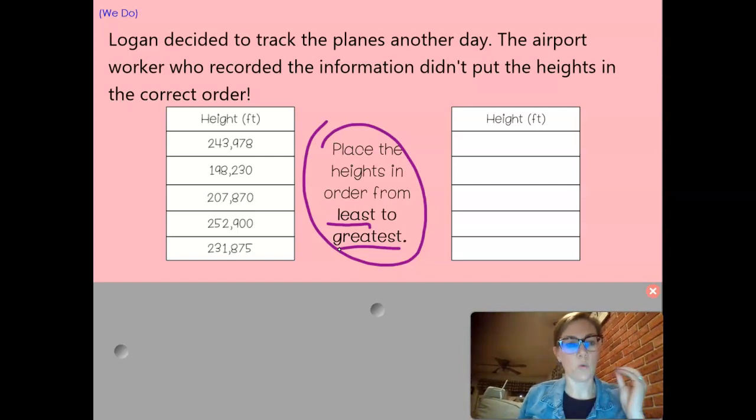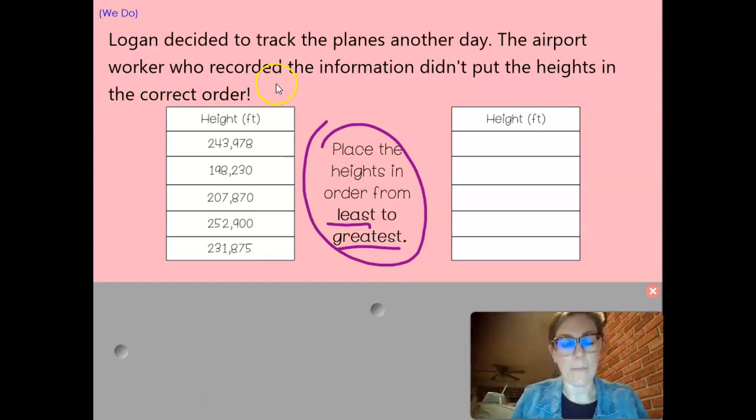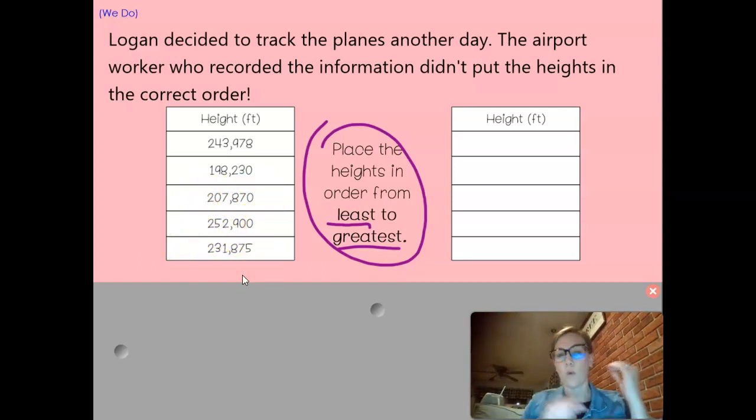First strategy: do all the numbers have the same amount of digits in it? They do, yes. There's 6 digits, there's 6 digits, there's 6 digits, there's 6 digits, and there's 6 digits. So no number has more digits than another. We can't use that strategy.